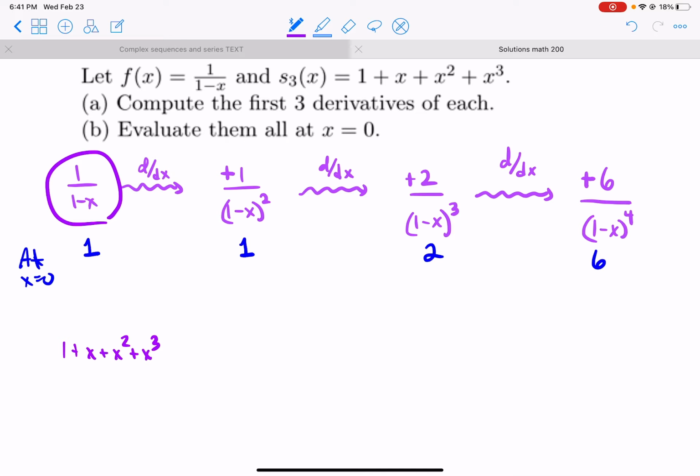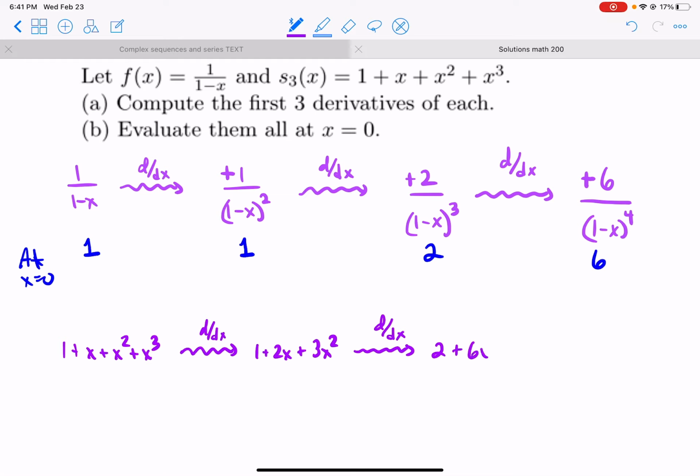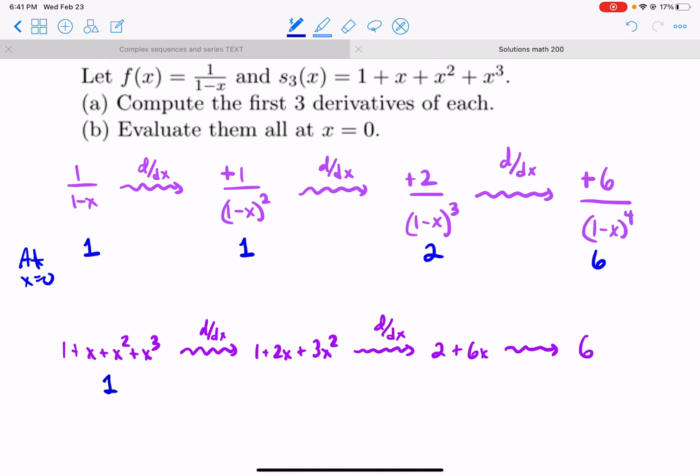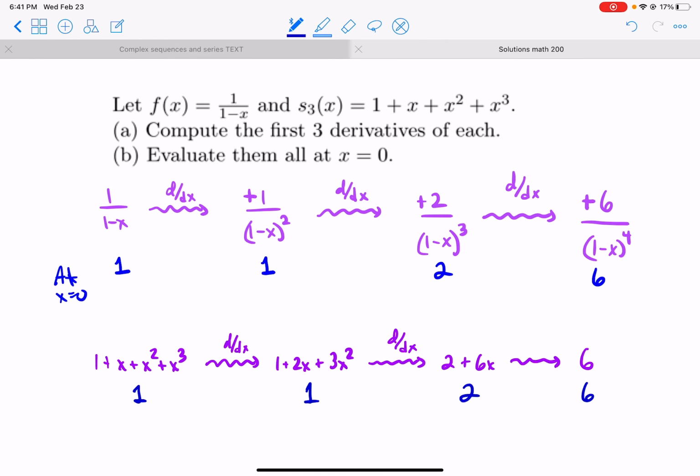Okay, instead of 1 over 1 minus x, I'm doing this. Okay, so the derivative gives the derivative again. And one more time. And evaluate at x equals 0, x equals 0, x equals 0. And there we go. Okay.